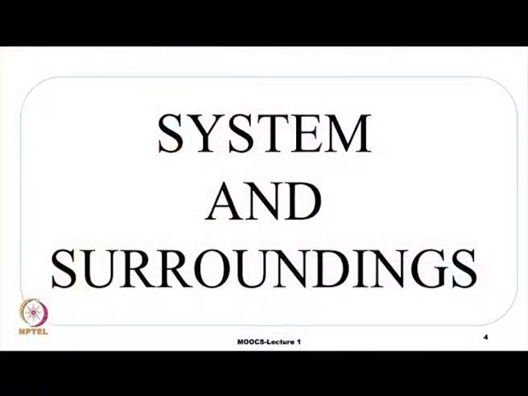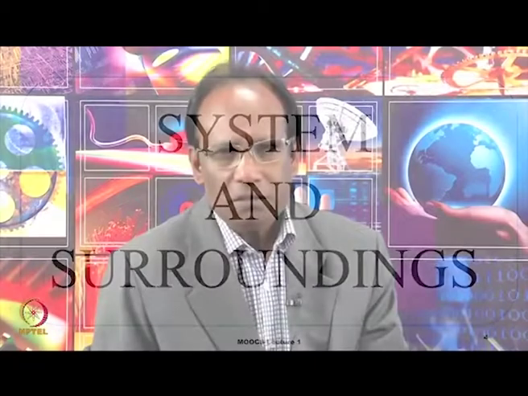It is very important to understand the meaning of system and surroundings in thermodynamics. And as I mentioned earlier, thermodynamics is a branch of science and technology which is not just important for understanding basic sciences, it is very much required for applied sciences and technology. We will take several examples later on. But let us first of all try to understand what we mean by system and what are surroundings.